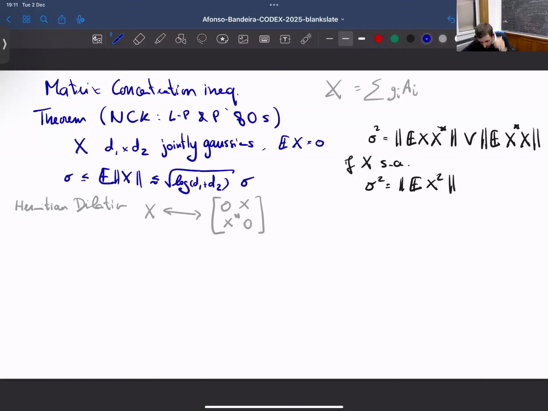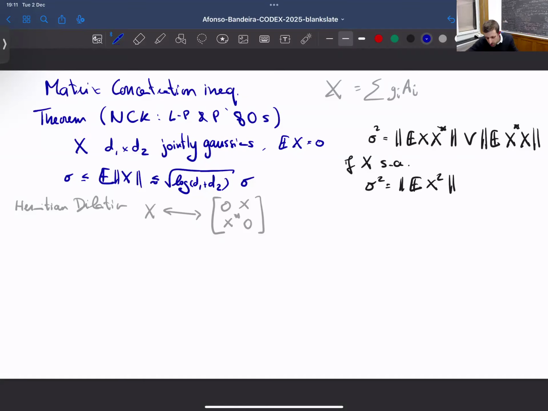Now, something that doesn't need Gaussianity and has been a lot more useful. Sorry, I have a question. Why do this rather than just looking at X star X or XX star? Why lift it up to higher dimensions? Yeah, because you want to keep things linear.